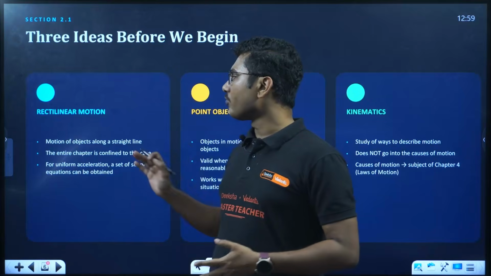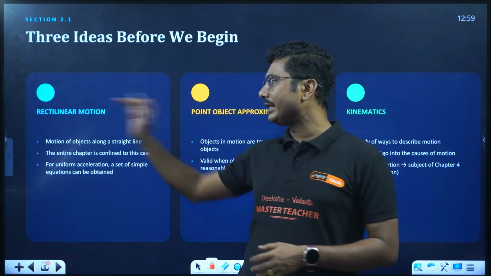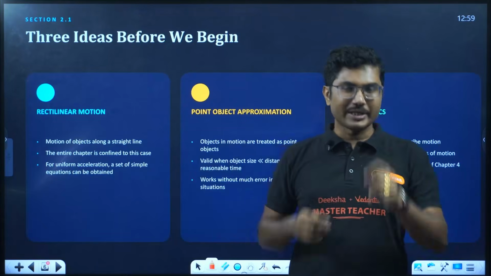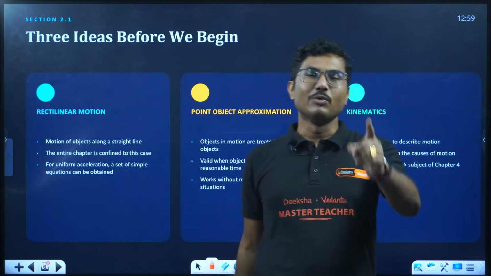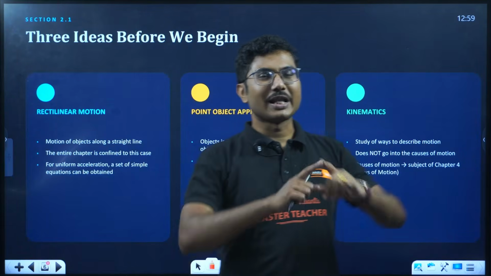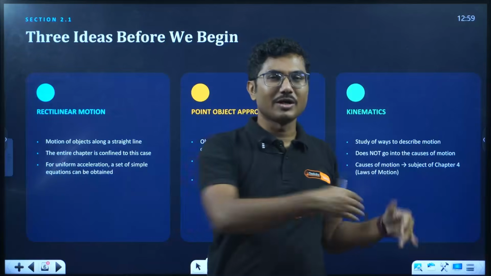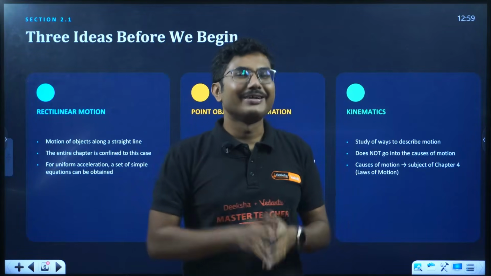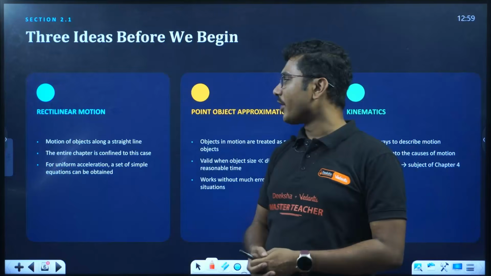Motion of an object along a straight line is called rectilinear motion. Rectilinear means only one line. There can be multiple lines, but to avoid that, we say only one line is there, and through that line every object is moving. So it's like a highway. Highway roads are very, very straight, with no curve or anything like that. So that is rectilinear motion. The entire chapter is confined to this case.